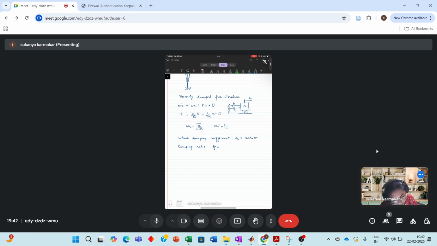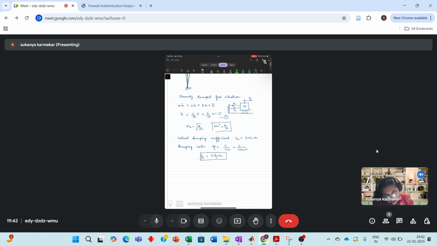Zeta is C by C critical. This is one more term, introduced just so that you can handle the equation easily. C critical is 2 omega n into m. So C by m is equal to 2 zeta omega n. So substitute this and this in this equation.